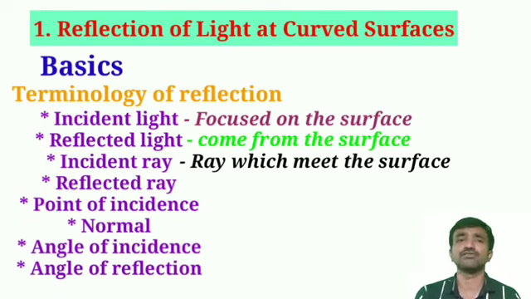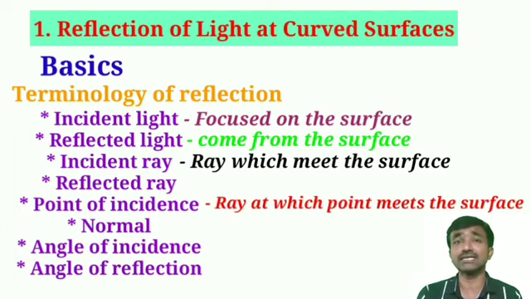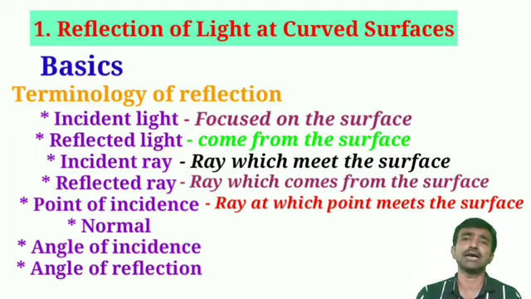Then what about the point of incidence? The point of incidence is the point where the light ray meets the surface. That point tells us where exactly light falls on the mirror surface. Then what about the reflected ray? When the incident light ray falls on a mirror, definitely it will reflect back. That light ray which is sent back by the mirror is called the reflected light ray.